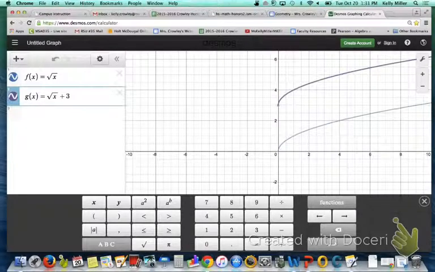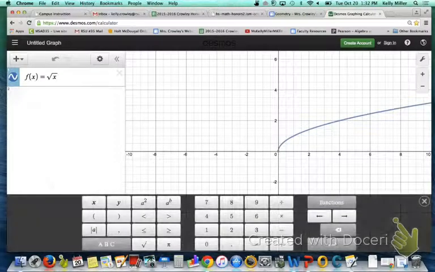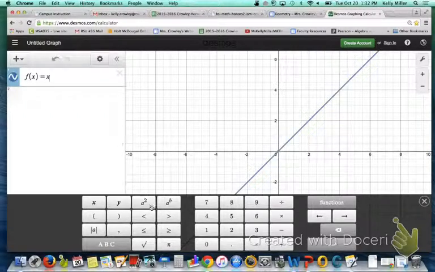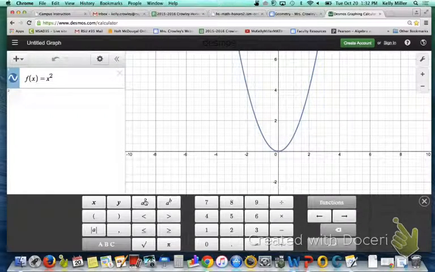Okay, so let's look at horizontal translations. All right, so horizontal translations. Let's go back to, clear out the g, go back to the f. All right, let's retype in our x squared. There's our original x squared. Now I want to move it horizontally. So I want to shift it either to the right or to the left. Horizontal movement.